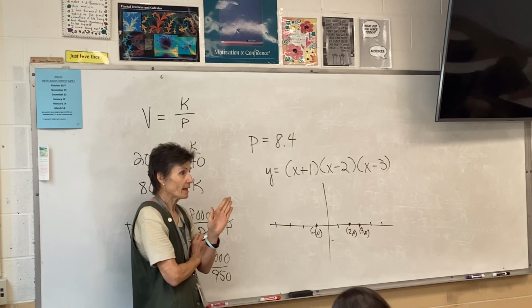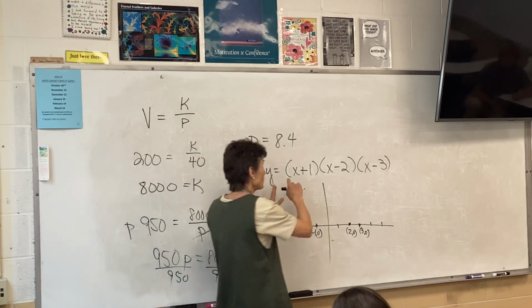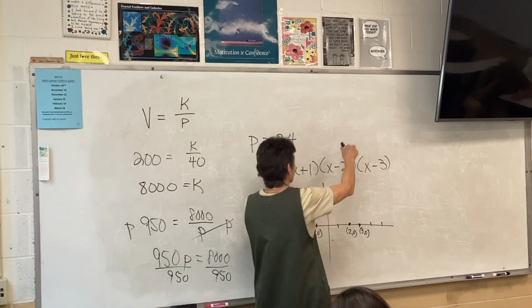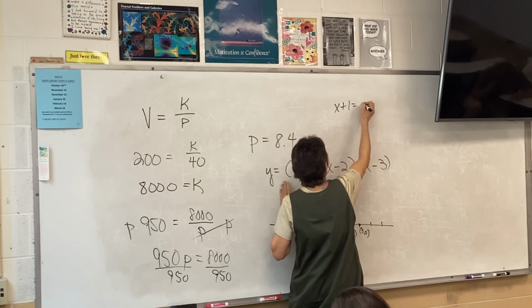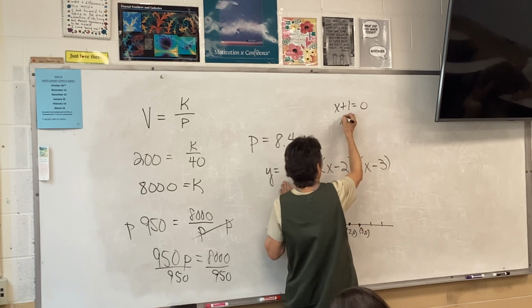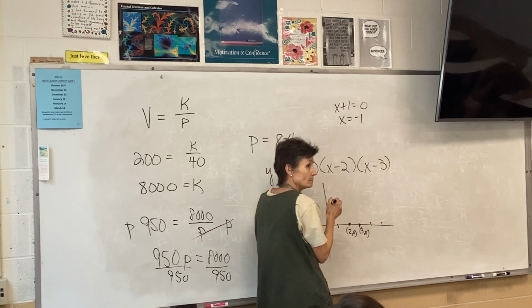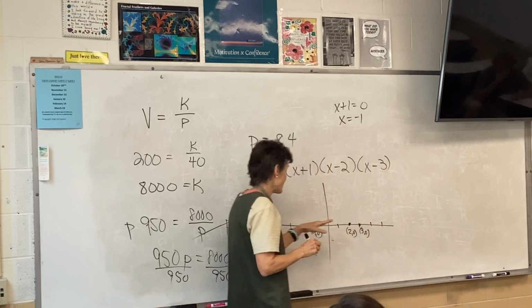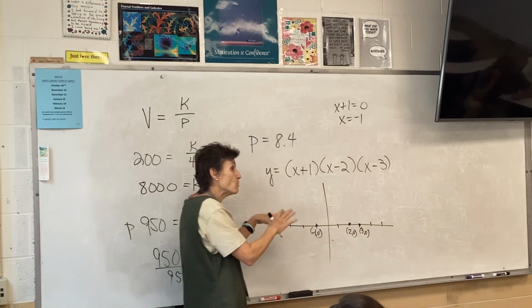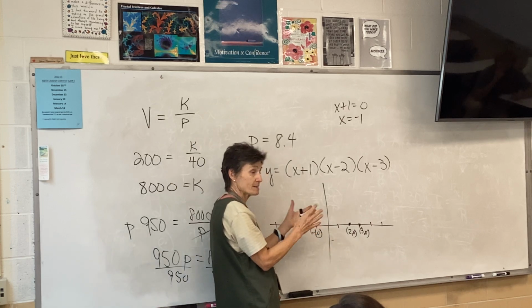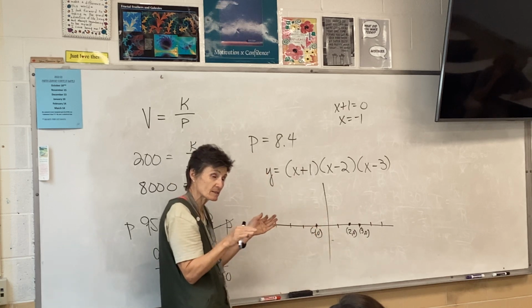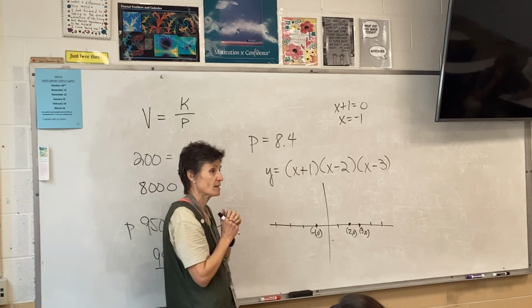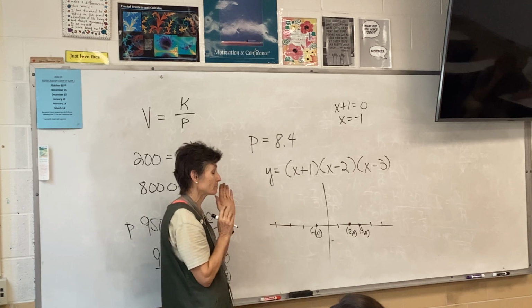So think about it like this. If this were an equation that you had to solve, x plus 1 equals 0, you would set them equal to 0, and wouldn't you get -1? And +2 and +3. That's where the dots go. Now, those dots are called the x-intercepts. They're on the x-axis, or the zeros. Their technical name is the zeros.